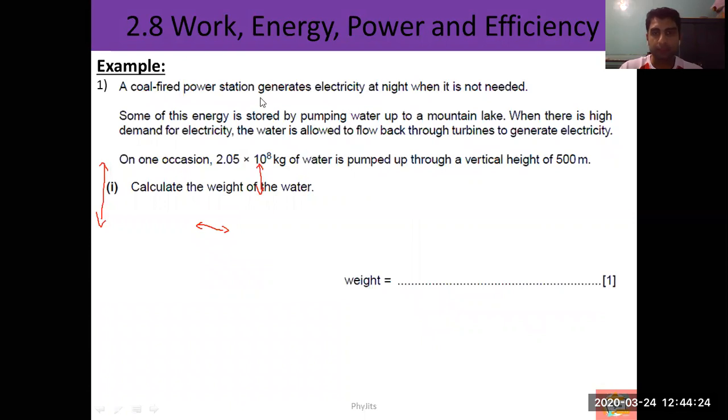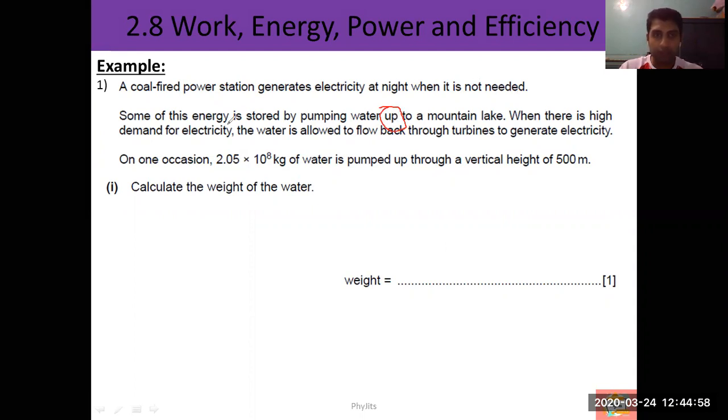Let's see this example. A coal-fired power station generates electricity at night. Some energy is stored by pumping water up a mountain lake. So that means there will be some water which will be pumped up to a mountain. Where there is a high demand for electricity, the water will be allowed to flow back down. The keyword here is up a mountain. That means there must be some gain in gravitational potential energy here.